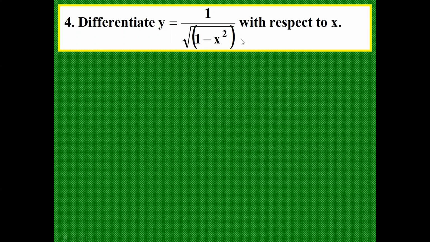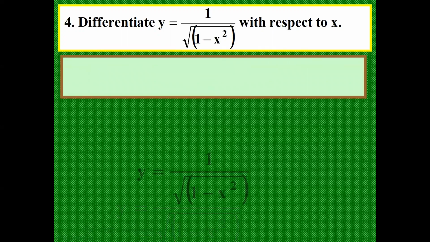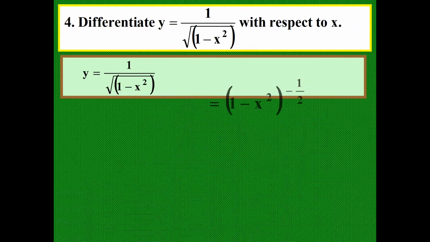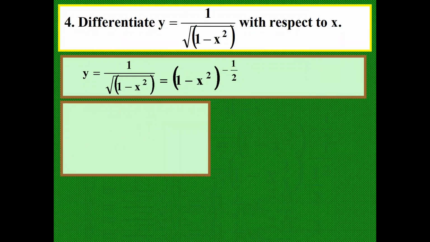or what power that they give you is at the denominator? So if it is at the denominator, your first job is to bring it up. Okay, so you will bring it up and make sure when you bring it up, it has a negative because it's from the denominator. Okay, so now my power is negative 1 over 2. So the u is still whichever equation that you get inside the bracket.